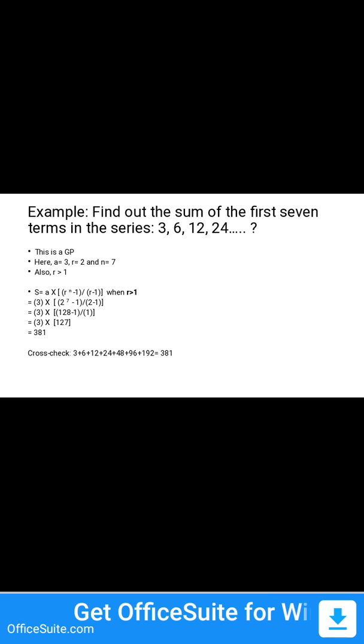Before that, can you cross check it? You know that every second term is twice the first term, so every other term is just twice of the last term. So 3 into 2 is 6, 6 into 2 is 12, 12 into 2 is 24, 24 into 2 is 48, 48 into 2 is 96, 96 into 2 is 192. I have added up all of them, 381. Yes, our answer was correct.